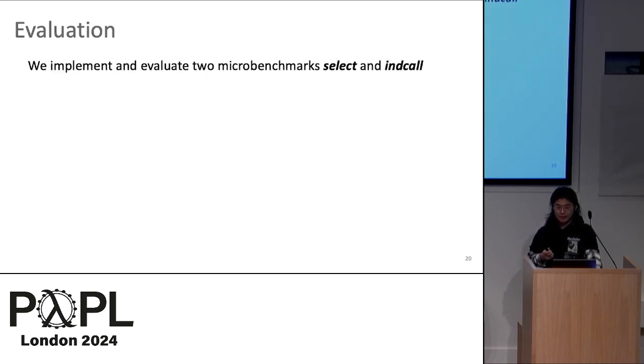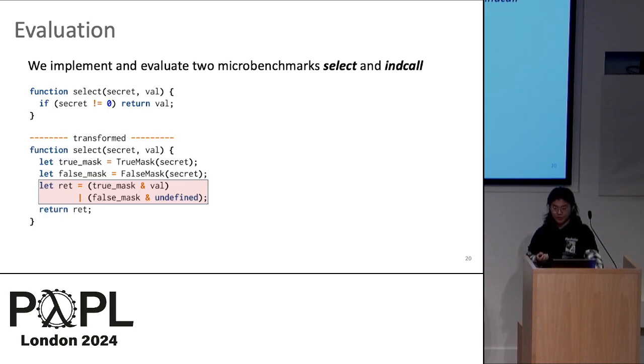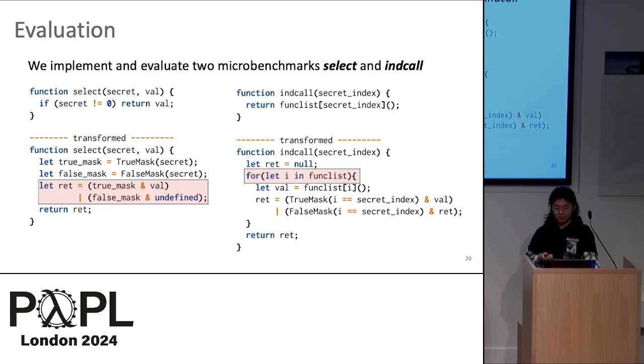For evaluation, we currently have two micro benchmarks, select and indirect call. The select function takes a secret condition and a public value. It returns the public value or undefined, depending on the secret condition. The transformed version converts it to a branchless selection. And the indirect call function takes a secret index and executes a function of the index in a function list. So this transformed version converts it to a for loop of function calls. We show the transformed version in source code, but the real transformation happened at the bytecode and assembly level.